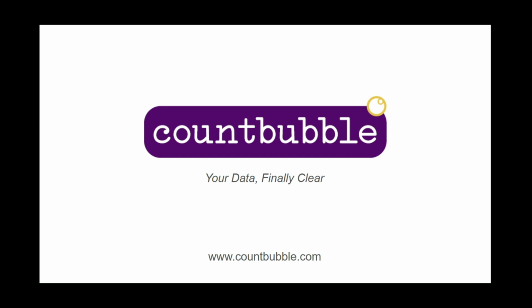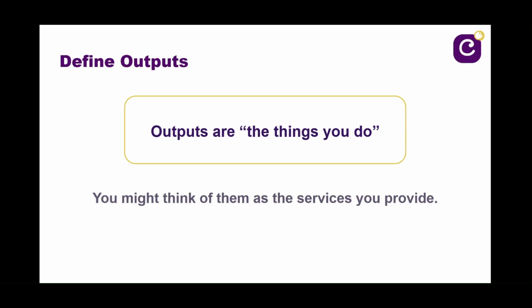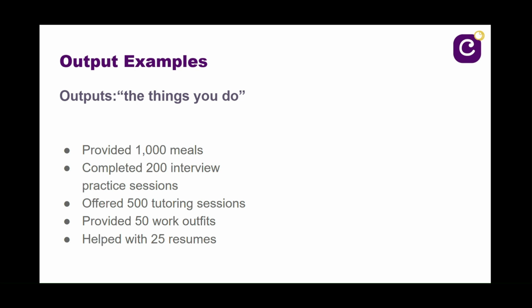Okay, remember, we've defined outputs as the things you do. You can also think of them as the services you provide. Here are a few examples of outputs we might track. We provided 1,000 meals. We completed 200 interview practice sessions. We offered 500 tutoring sessions. We provided 50 work outfits. And we helped with 25 resumes.